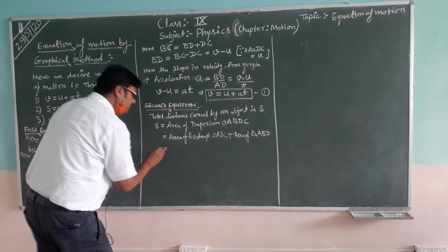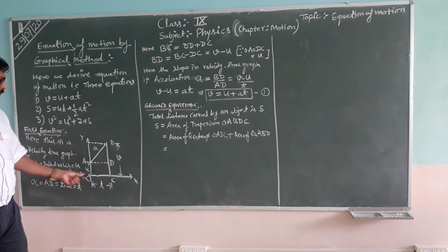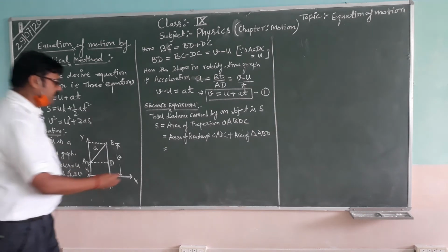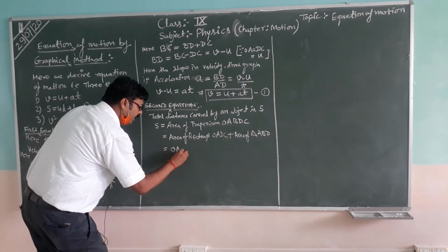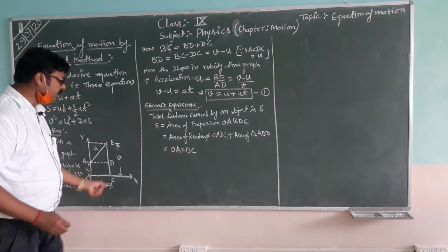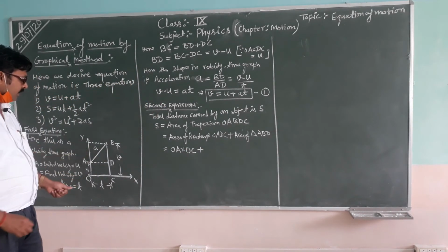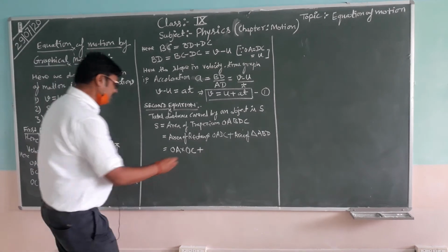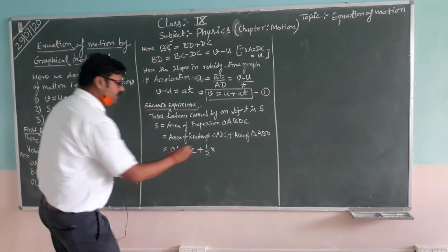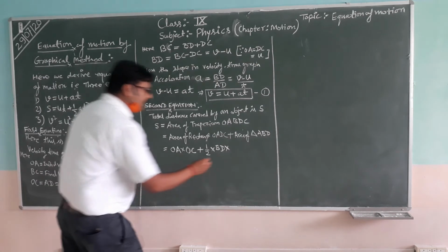Here the formula for the area of a rectangle is length into breadth. Here length is OA and breadth is OC, so that is OA multiplied by OC, the area of the rectangle, plus the area of the triangle, half perpendicular into base. Perpendicular is BD, and base is AD.